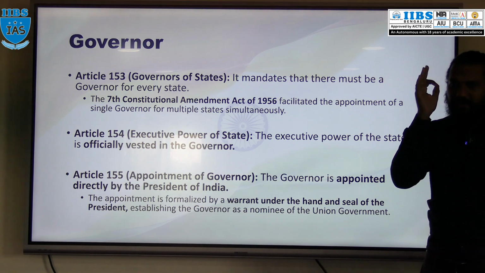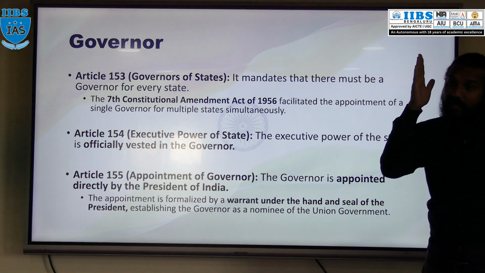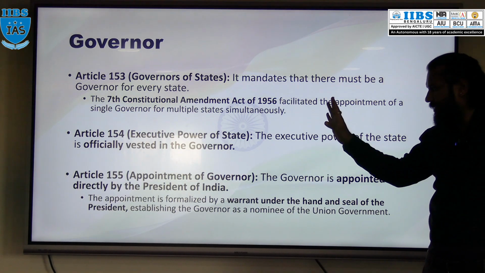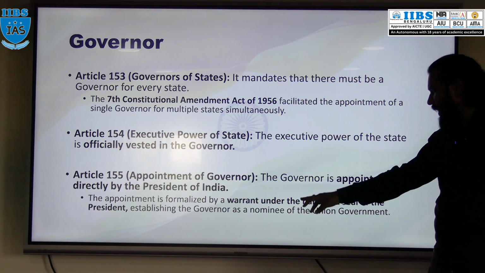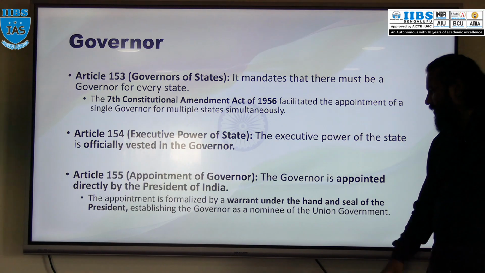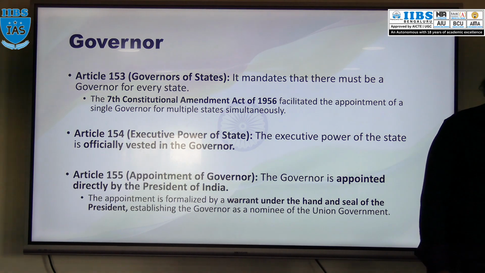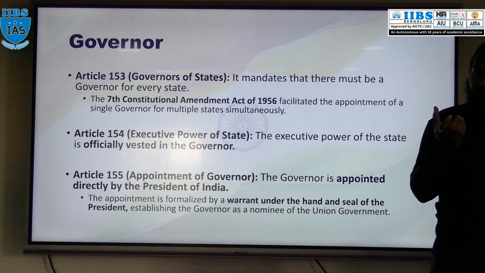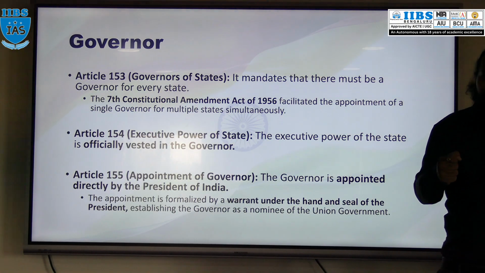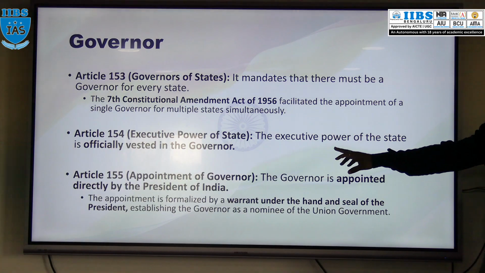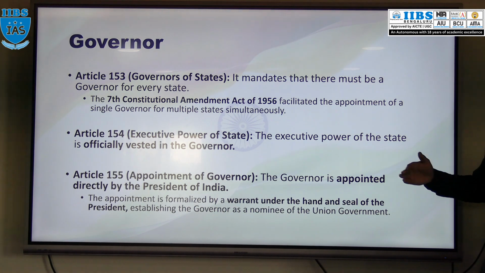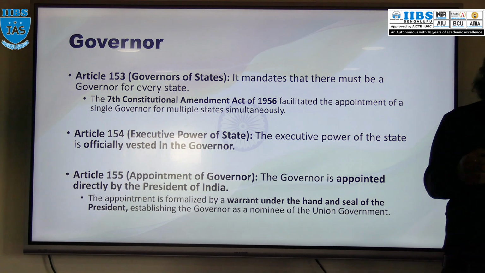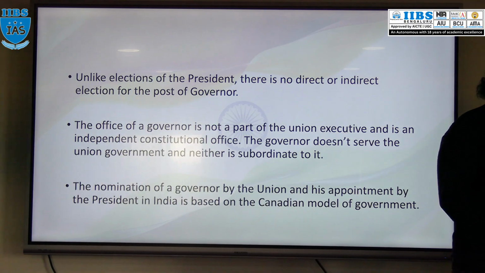Please remember, the Governor is not elected, the Governor is appointed. Now, who will appoint the Governor? The Governor will be appointed by the President of India under a warrant, a warrant under the hand and the seal of the President. A warrant will be there, and in that a seal will be there. Through that warrant only, the President will appoint the Governor. Please remember this. So it seems the Governor is a nominee of the Union government, but it is not so. It is clearly mentioned.